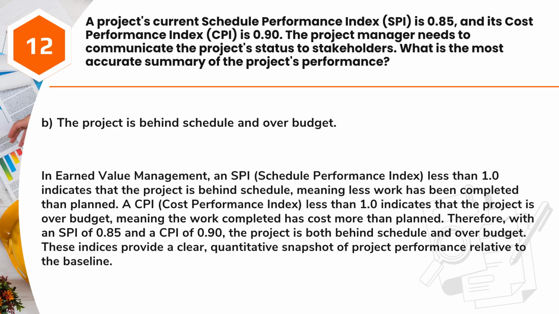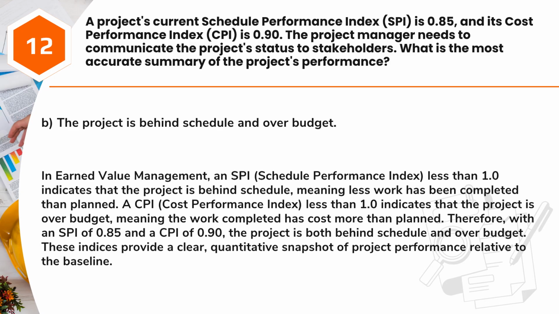Answer: B. The project is behind schedule and over budget. In earned value management, an SPI, Schedule Performance Index, less than 1.0 indicates that the project is behind schedule, meaning less work has been completed than planned.